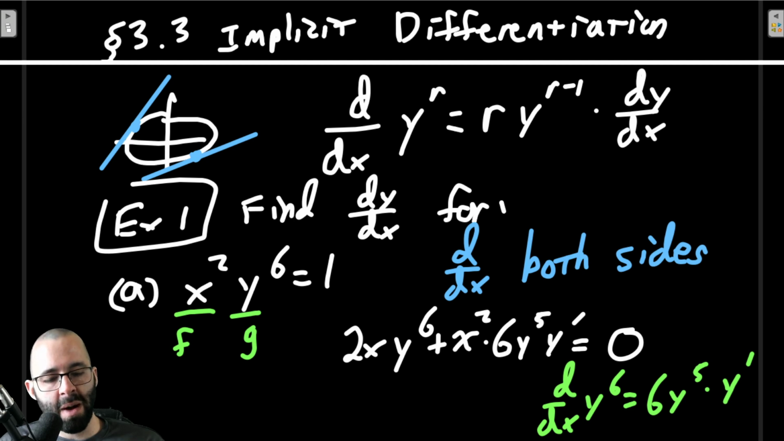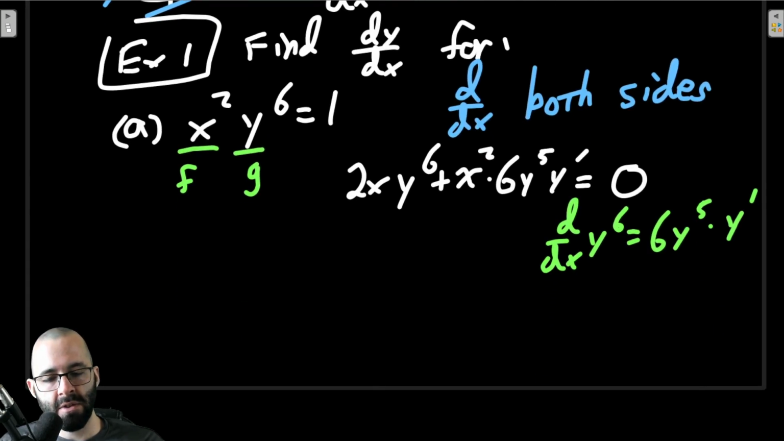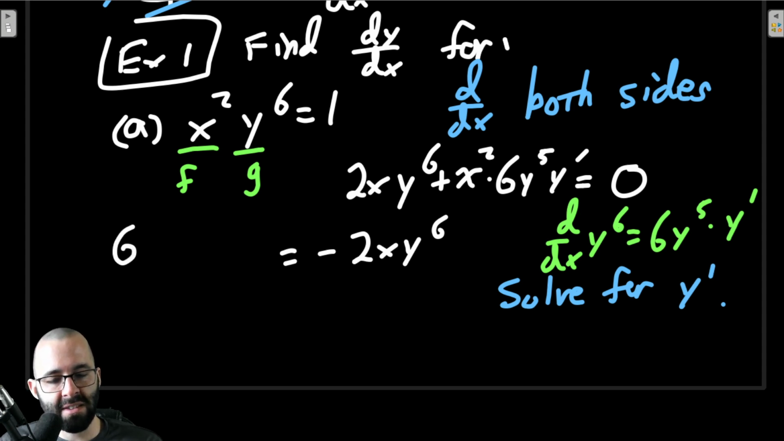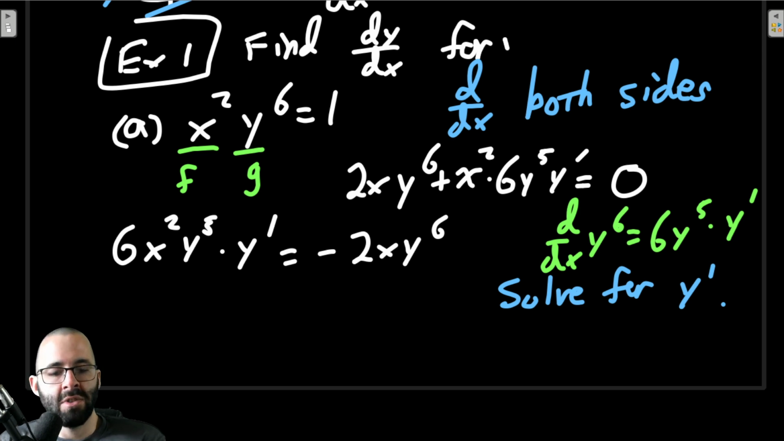So now we need to solve for y prime. First step is d/dx both sides. Next step, solve for y prime. So let's lump over this term. This term doesn't have a y prime, so we need to lump it over to the right-hand side. So our right-hand side is now negative 2x y to the 6th. And we can simplify the left-hand side: this is 6x squared y to the 5th times y prime.